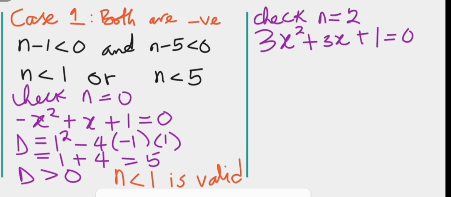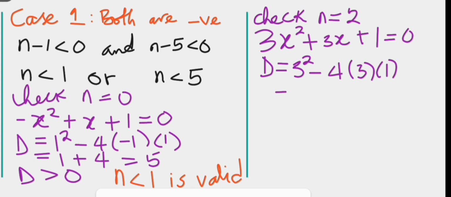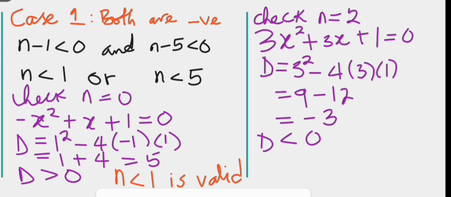Applying the discriminant again on the resulting quadratic equation, we have D to be b squared, that's 3 squared, minus 4 times 3 times 1, that's 4ac. And that is going to be 9 minus 12, which is negative 3. Now here D is less than 0. So at any value less than 5 but not less than 1, the solution is not valid. That means n less than 5 is not valid.